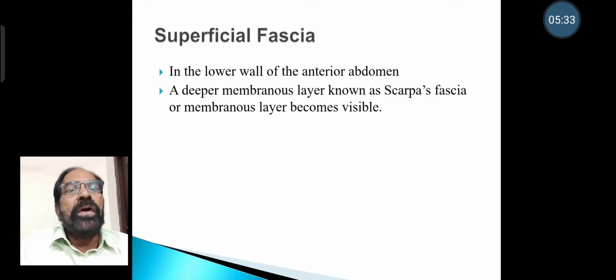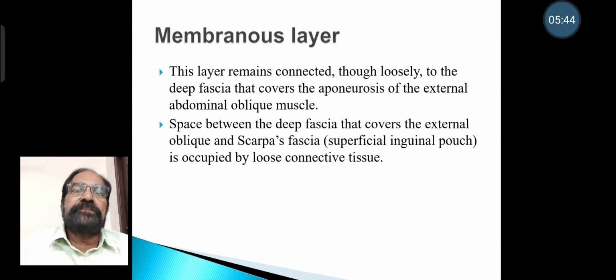In the lower wall of the anterior abdomen, a deep membranous layer known as Scarpa fascia or membranous layer becomes visible. Membranous layer. This layer remains connected, though loosely, to the deep fascia that covers the aponeurosis of the external oblique muscle. The space between the deep fascia that covers the external oblique and the Scarpa fascia, also called the superficial inguinal pouch, is occupied by loose connective tissue.